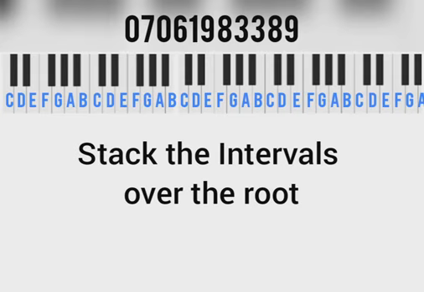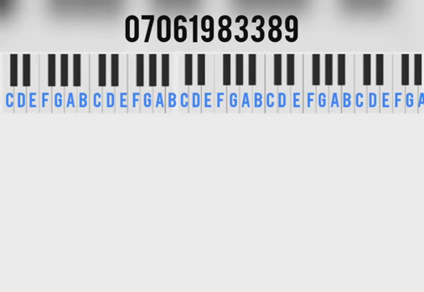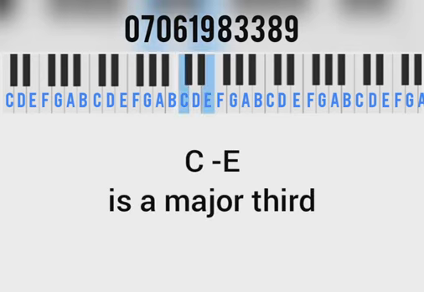To form a major chord, the first interval is C to E. Remember, E is a major 3rd of C. So the first note you stack over the root is a major 3rd. 4 steps: 0, 1, 2, 3, 4. So this is a major 3rd. But you have one more interval to stack over this.